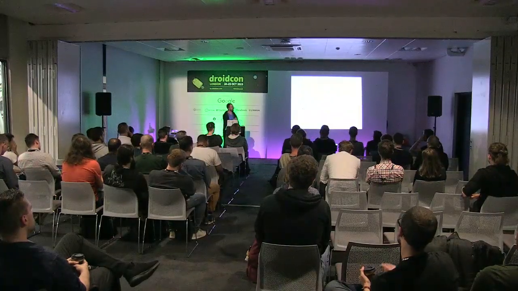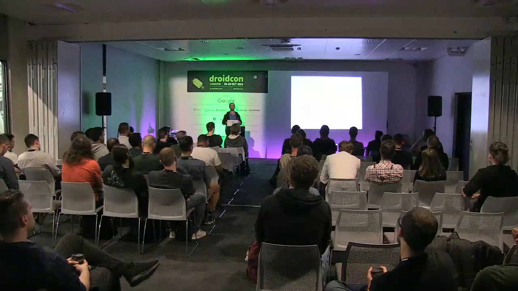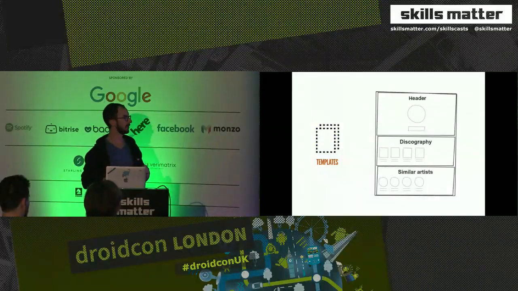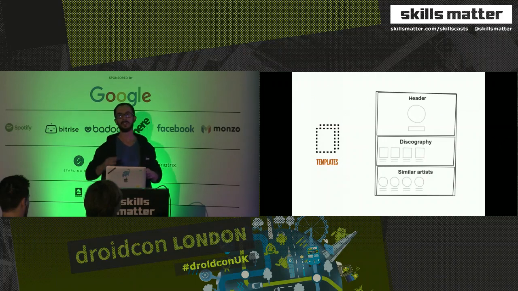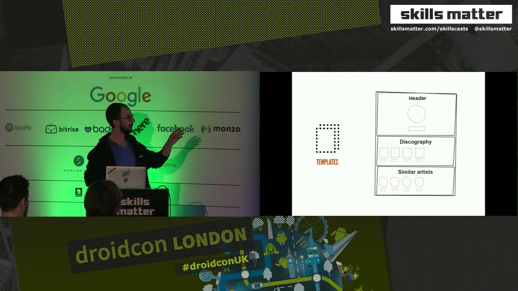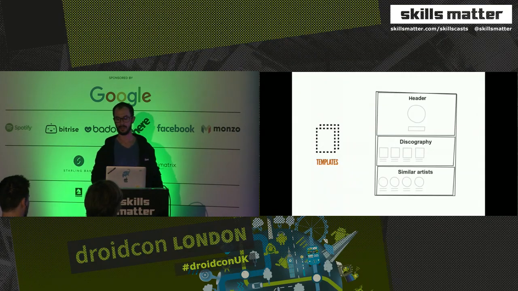Okay, so now we have templates. The template is kind of a blueprint of your interface organization. It's really where you define the most complex building blocks of your pages. Here we have a simplified example of an artist page with a header, the discography, and similar artists displayed as a carousel.